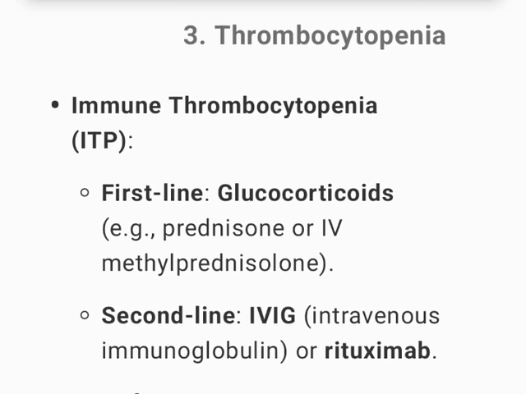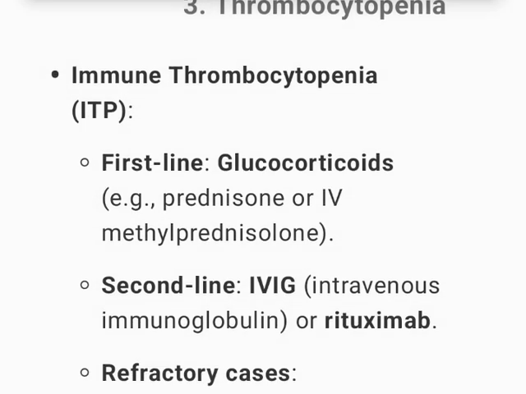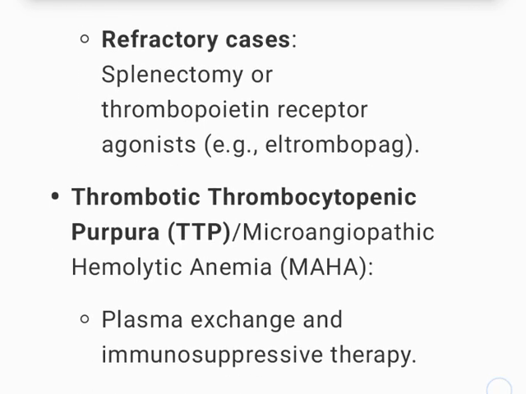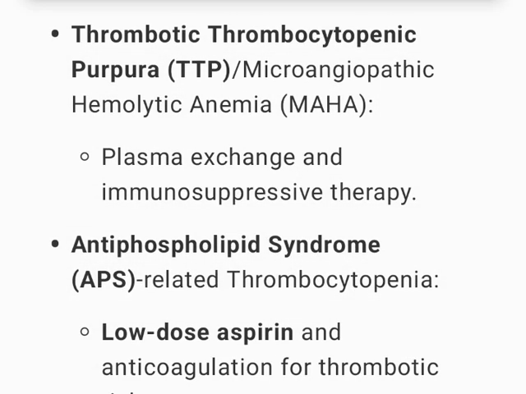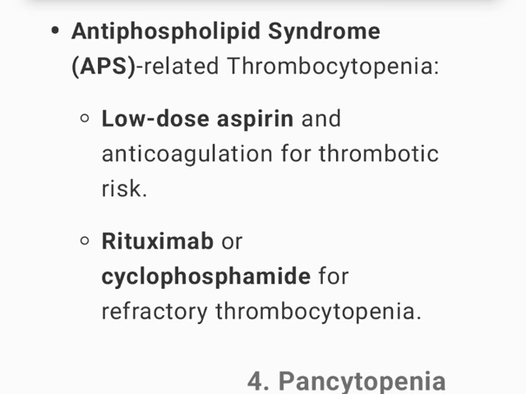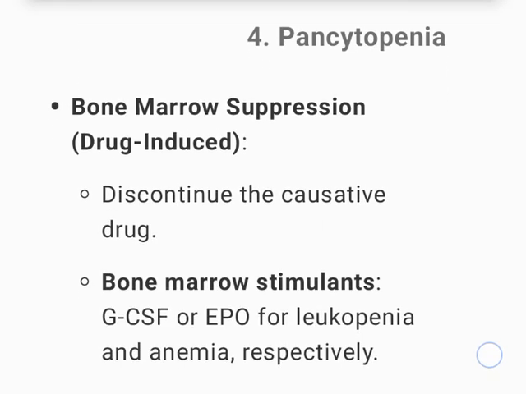3. Thrombocytopenia. Immune thrombocytopenia, ITP. First line: glucocorticoids, e.g. prednisone or IV methylprednisolone. Second line: IVIG, intravenous immunoglobulin, or rituximab. Refractory cases: splenectomy or thrombopoietin receptor agonists, e.g. eltrombopag. Thrombotic thrombocytopenic purpura, TTP, microangiopathic hemolytic anemia, MAHA: plasma exchange and immunosuppressive therapy. Antiphospholipid syndrome, APS, related thrombocytopenia: low-dose aspirin and anticoagulation for thrombotic risk, rituximab or cyclophosphamide for refractory thrombocytopenia.